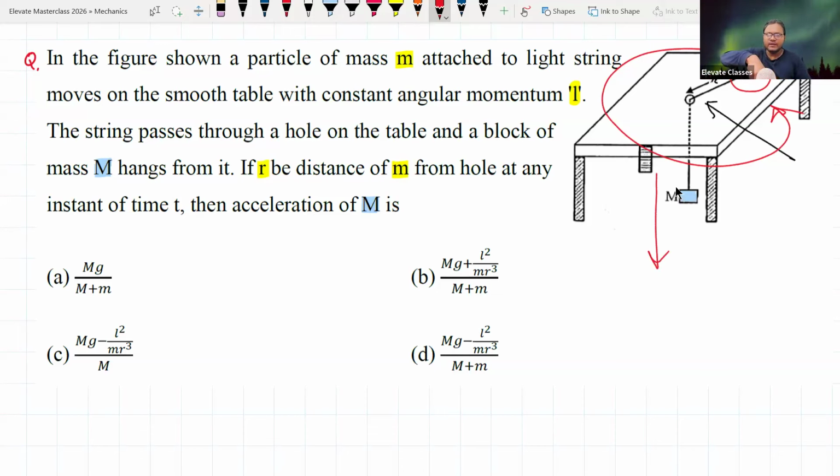String is passing through the table. The mass on the table is going around in some kind of a circular motion as a result of a constant angular momentum. But because that mass is attached to a lower mass, which is hanging downwards, which is trying to fall down, what is going to happen? If the upper mass moves very fast, the lower mass will go up. If the upper mass moves slowly, the lower mass will come down. I hope that you are able to visualize the motion. Take your time, take 3-4 minutes and try to solve this question.